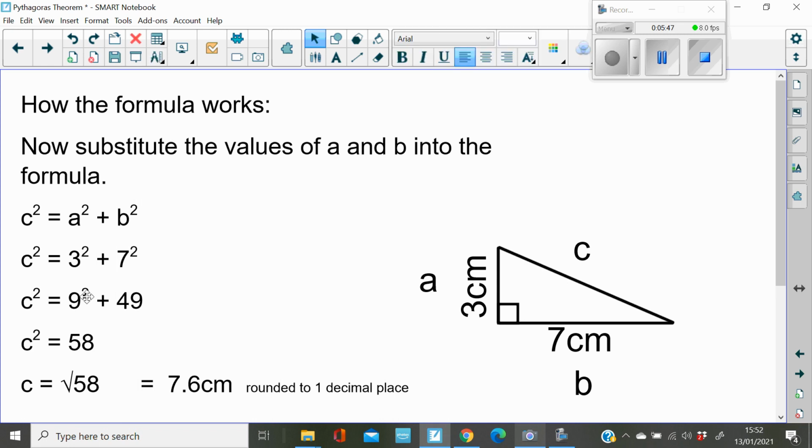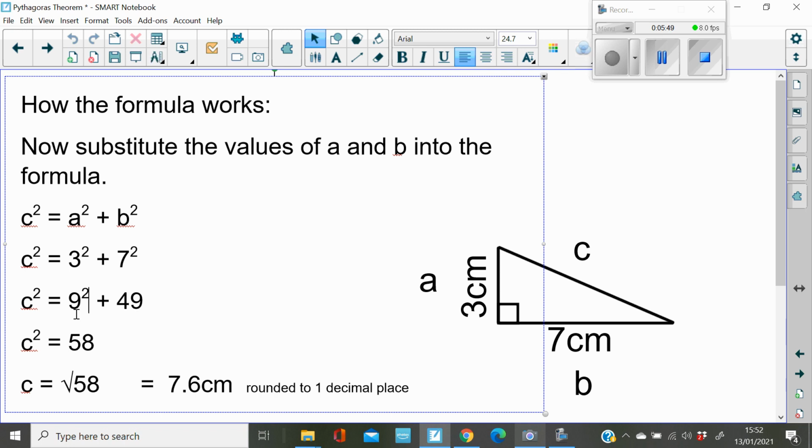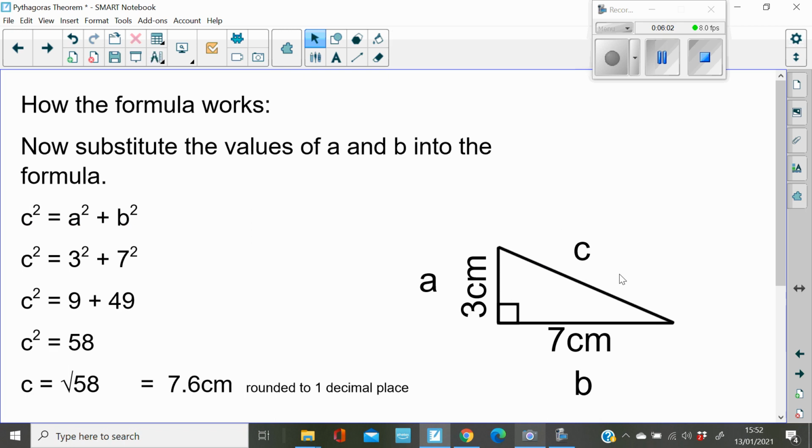So I've just spotted a wee mistake here, which I'll just quickly fix. It should say just 9. So 3 squared is 9, 7 squared is 49. You add them together and you get 58. Now that is what C squared is equal to. I only want to know what the length of C is, not what C squared is.